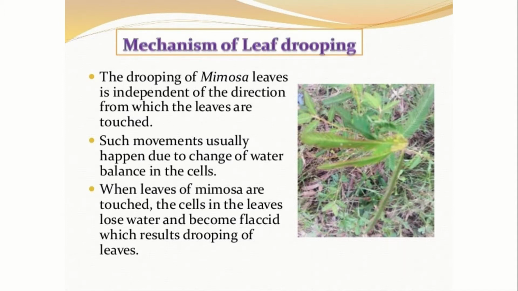Some movements usually happen due to change in water balance in the cell. When leaves of the mimosa are touched, the cells in the leaves lose water and become flaccid, which results in drooping of the leaves. Usually the water is filled in the pores of the leaves, and when we touch it, the water is drawn out of the leaves so that they droop. After some time, slowly the water will fill again and the leaves will come back to their normal position. So this is the mechanism behind leaf drooping in the mimosa plant.